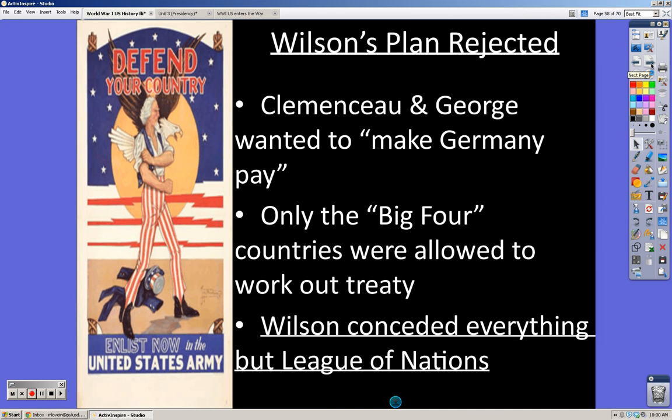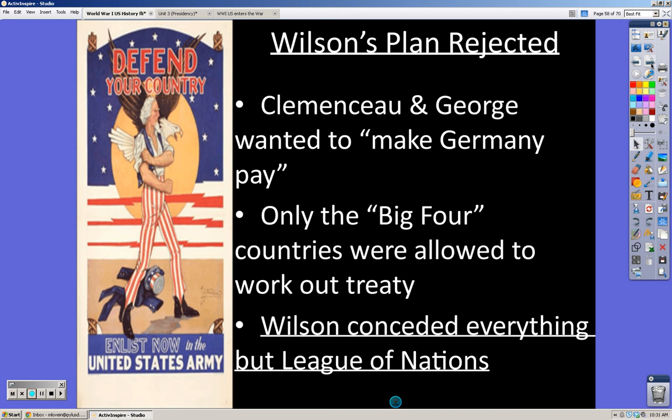So Wilson's plan is almost instantly rejected by Clemenceau and Lloyd George from France and England. They wanted to make Germany pay. We didn't suffer the same losses that they suffered over there. They really felt like they needed retribution from Germany. They needed to make sure they were paid back for what they had lost, even though Germany had lost a ton. So only the big four countries were allowed to work out the treaty. Russia and Germany were not invited, so that's going to create some anxiety there as well.